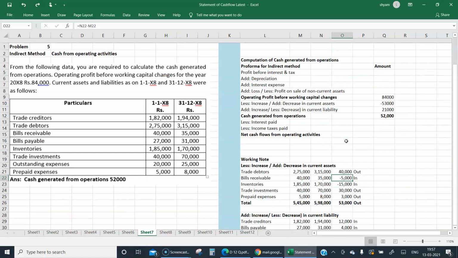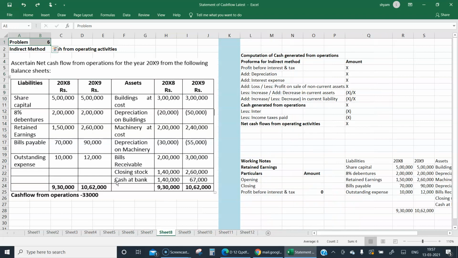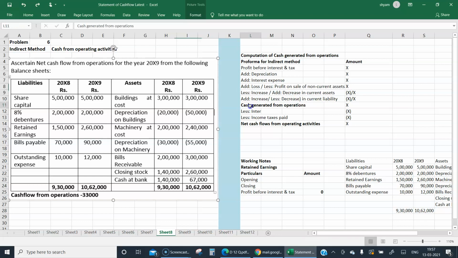So hope you got an idea. In the previous sum we saw an adjustment till here. In this sum we saw the adjustments till here, and in the next sum I think we'll see the adjustments for the entire stuff. So let's go to the next sum. This next sum is a lengthier sum, and again they want an answer up to cash flow from operations alone. So they are referring to this number only. In this sum also there is no interest paid or income tax paid.